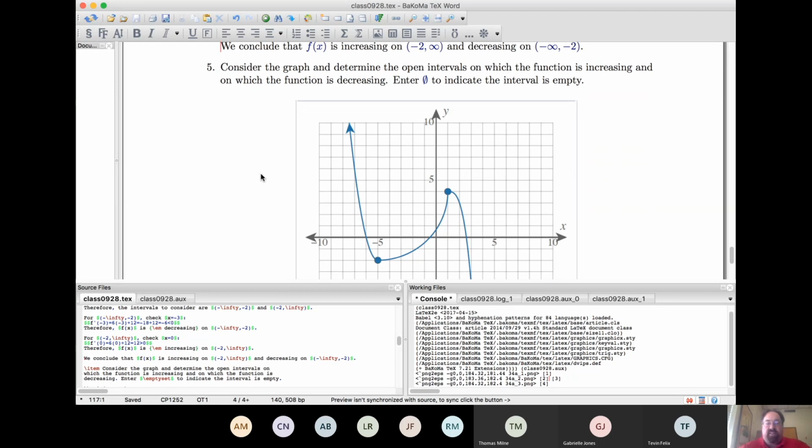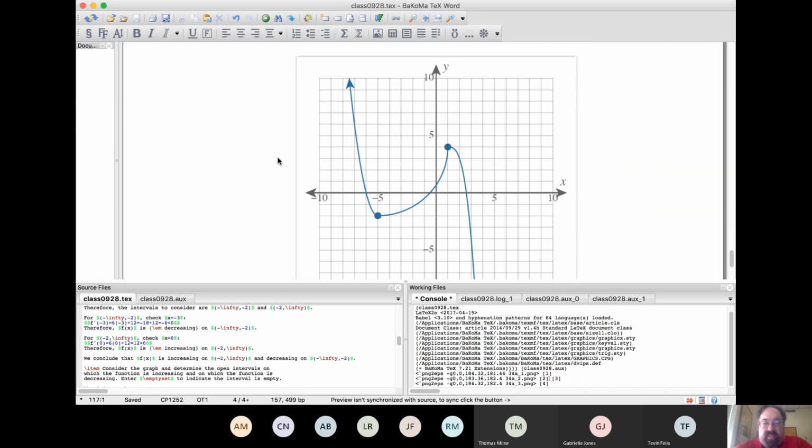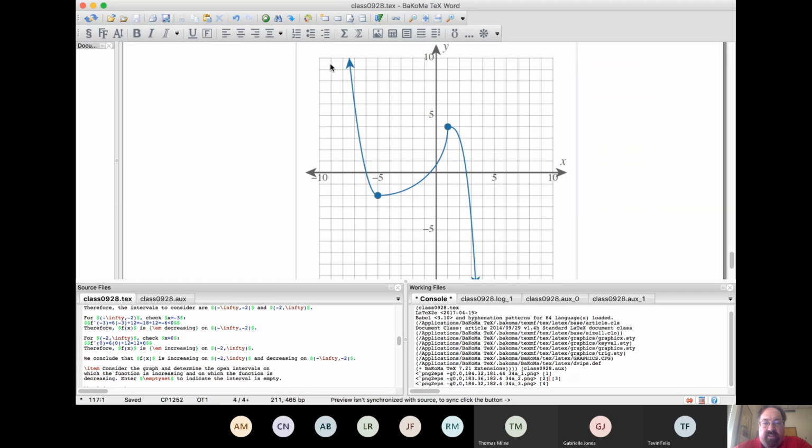Now, here's another one involving a graph. So again, going to specify intervals where a function is increasing or decreasing. You're just not working with a formula this time. And what we have here is, as you go from left to right, so as x increases, what happens to the y value? As I go from left to right, here the y value is decreasing. So up until x equals -5, it's decreasing.